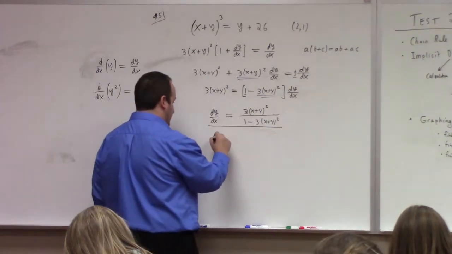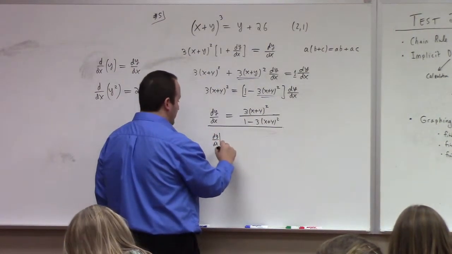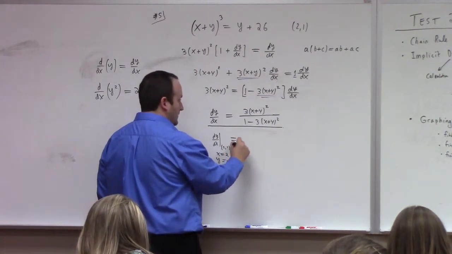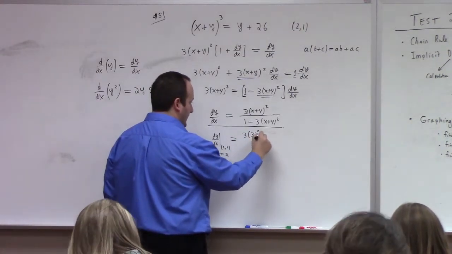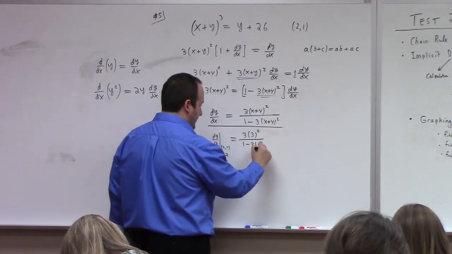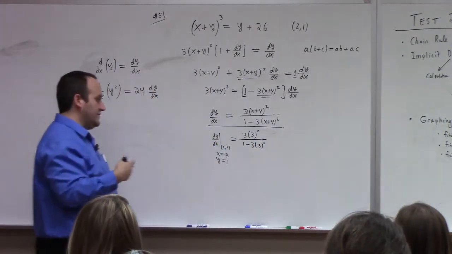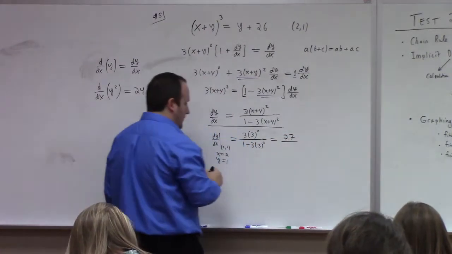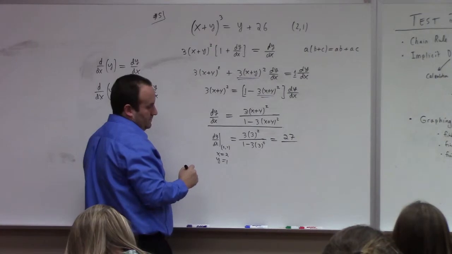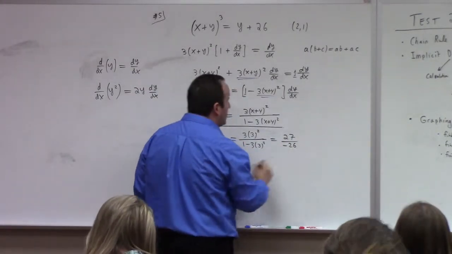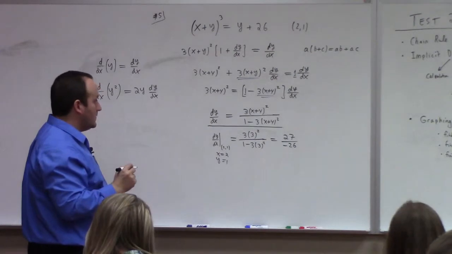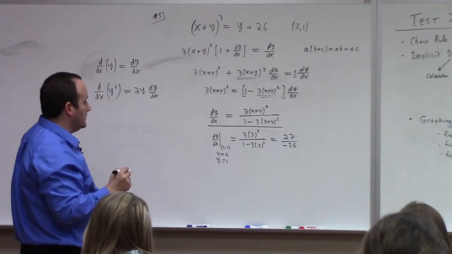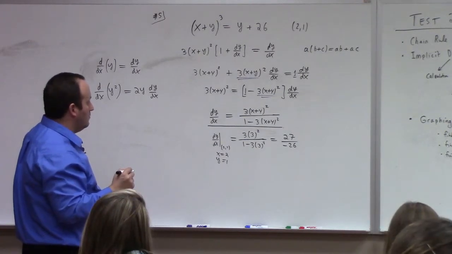Right, so let's see here, dy/dx at the point (1, 2, 1). That means x is equal to 2, y is equal to 1. So that's what? 3 times 3 squared over 1 minus 3 times 3 squared. Because 1 plus 2 is 3, so I get 27 minus 26. What's that? X is 2 and y is 1. That'd be 1. Not 3 times 3 squared, it would be 3 times 1 squared. No.